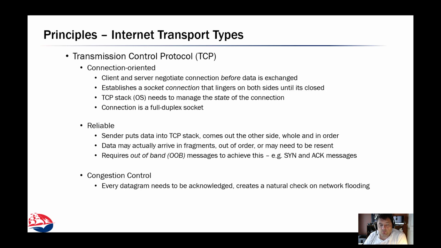There are two principal transport types that are provided by the Internet Protocol. The first, Transmission Control Protocol, or TCP, which is what we're looking at right now. And on the next slide, we'll talk about the User Datagram Protocol. And we'll talk more about these in the next chapter as well.